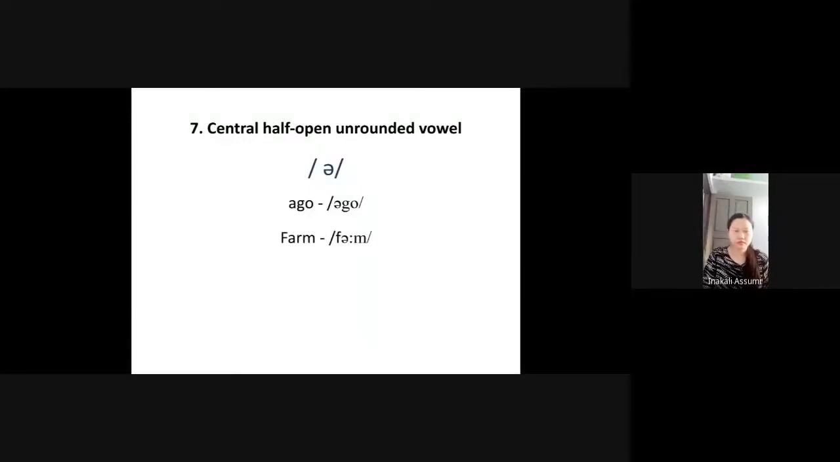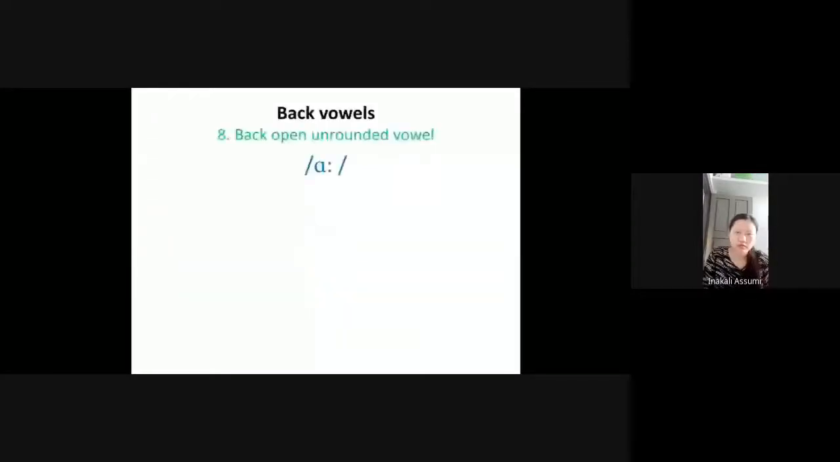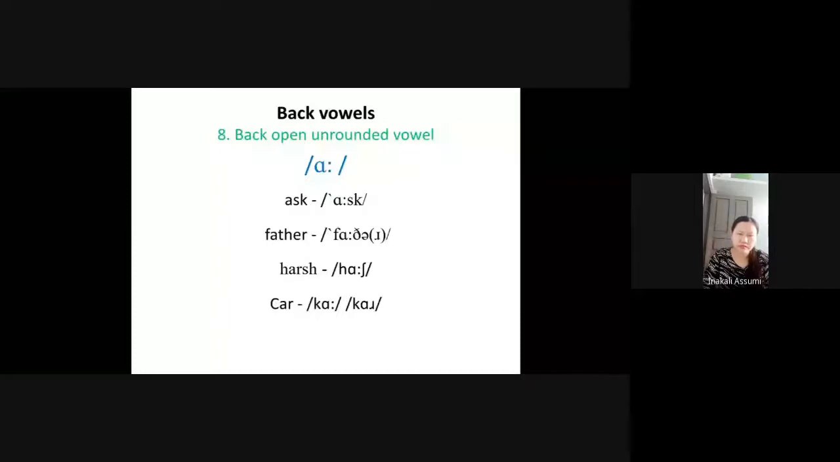Ago, farm. Instead of echo, ago, farm. China, accept. Some people say accept, but it's accept. Here we see that it is a long vowel. We have to stress on the vowel sound, like this: ask instead of ask. We usually say ask or ask, but it's ask. And father, harsh, car.